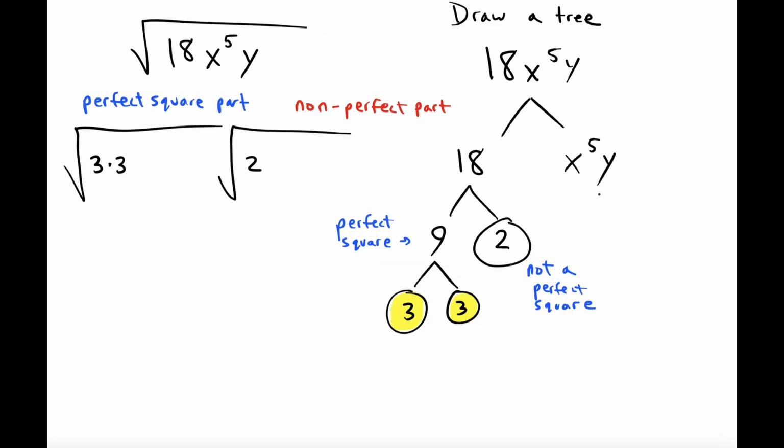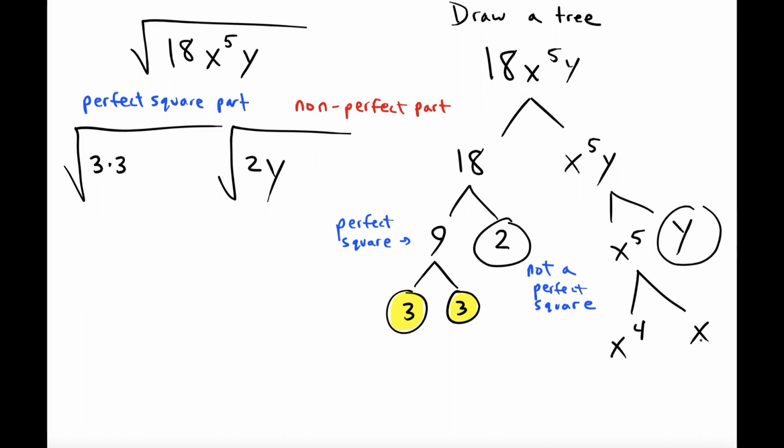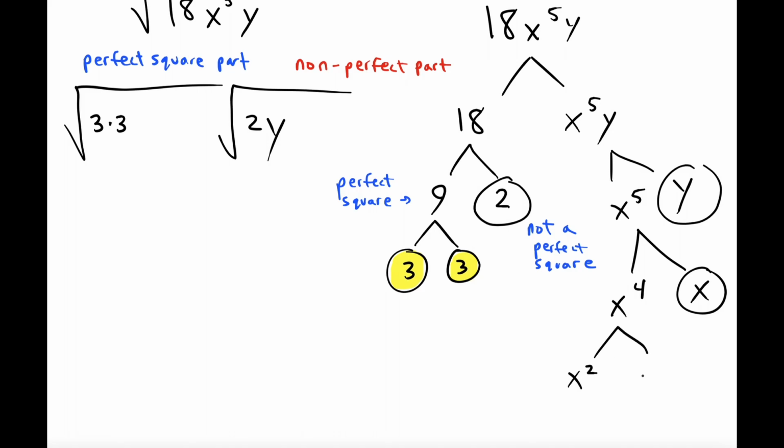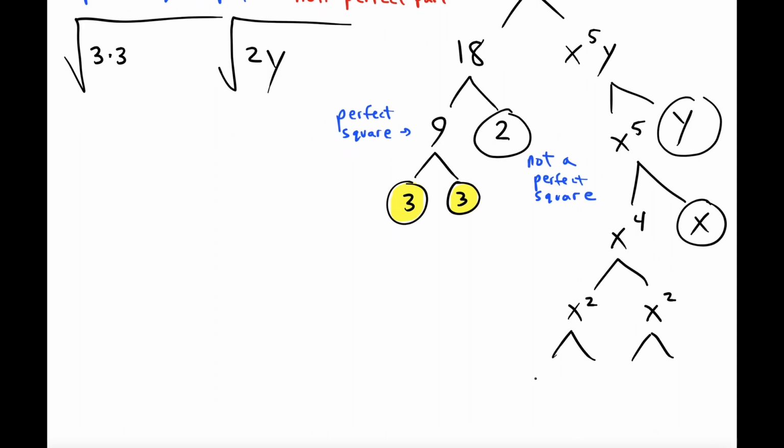Now we'll deal with the variables. So break that up into, say, x to the 5th and y. Y does not have a partner, therefore it would go in the non-perfect radical. X to the 5th is made up of 5 x's where some of them have partners and others don't. This x here doesn't have a partner. But the x to the 4th will be made up of pairs of x's. In fact, it's x squared times x squared, which breaks up into four different x's, which are obviously all paired. So what we need to do is put the four x's that are paired on the left. And the single x needs to stay behind in the other radical.